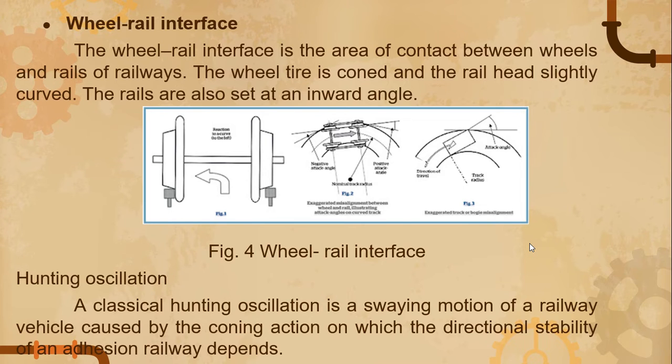A classical hunting oscillation is the swaying motion of a railway vehicle, often called track hunting or bogie hunting, caused by the coning action on which the directional stability of adhesion railway depends. It arises from the interaction of adhesion forces and inertial forces. At low speed, adhesion dominates. But as the speed increases, the adhesion forces and inertial forces become comparable in magnitude and the oscillation begins at the critical speed.